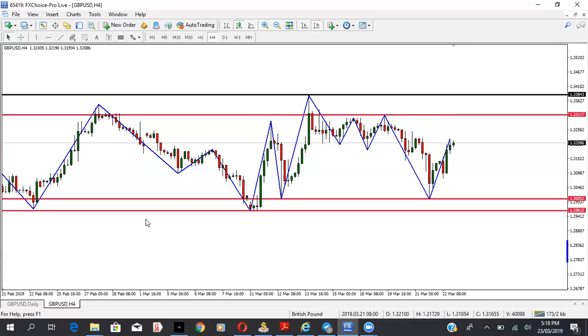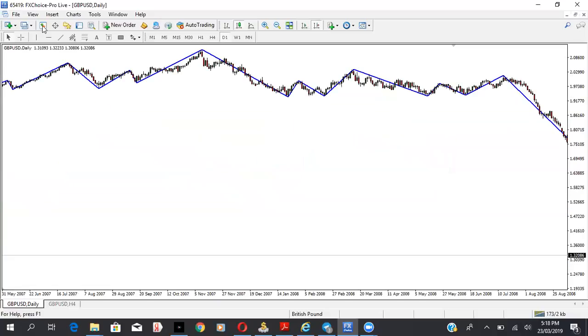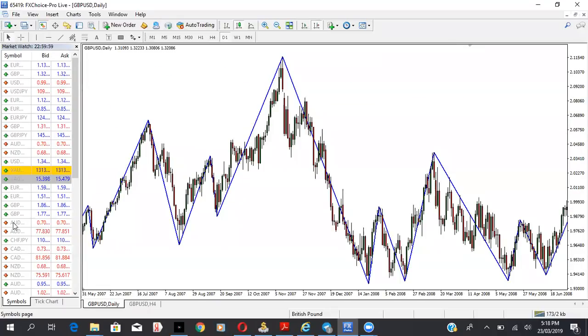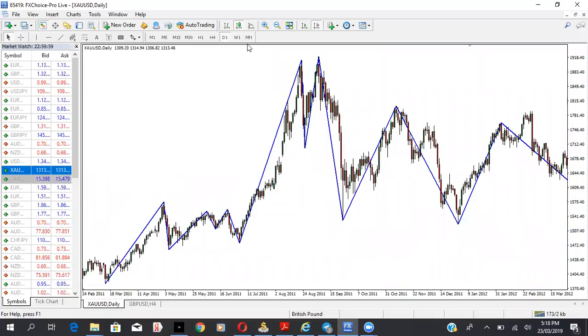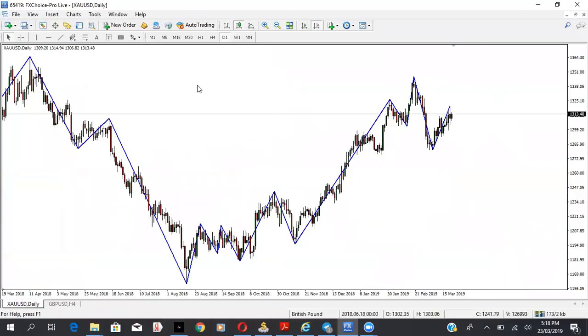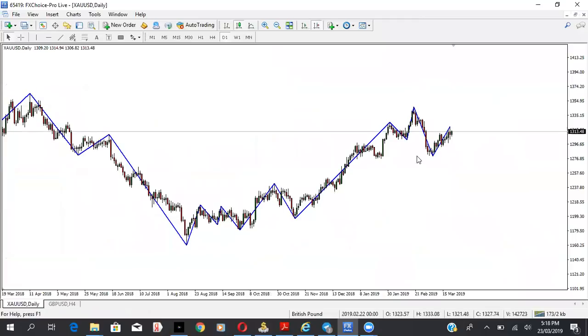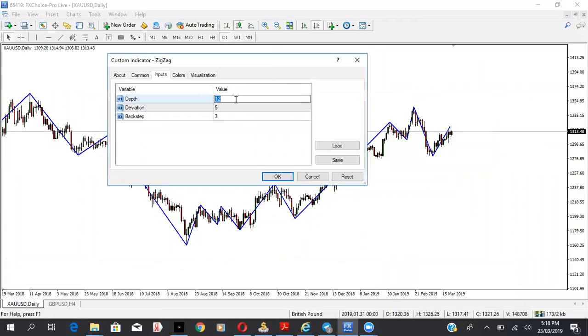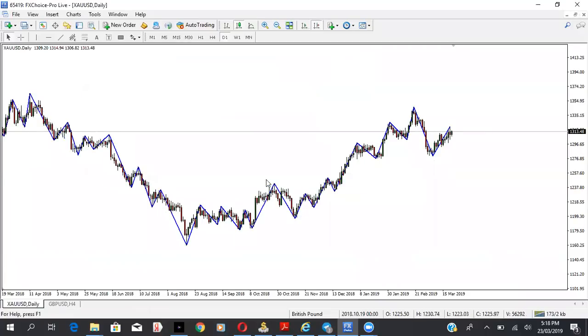So let me also pick up another pair. Let me use one of these crazy pairs, very, very highly volatile. Let me use dollar gold, because some people might say those pairs are not so volatile. So let's use dollar gold, the same process, but this is set to 12. As you can see, I have to change it to 6653. I click OK, and I'm good to go.